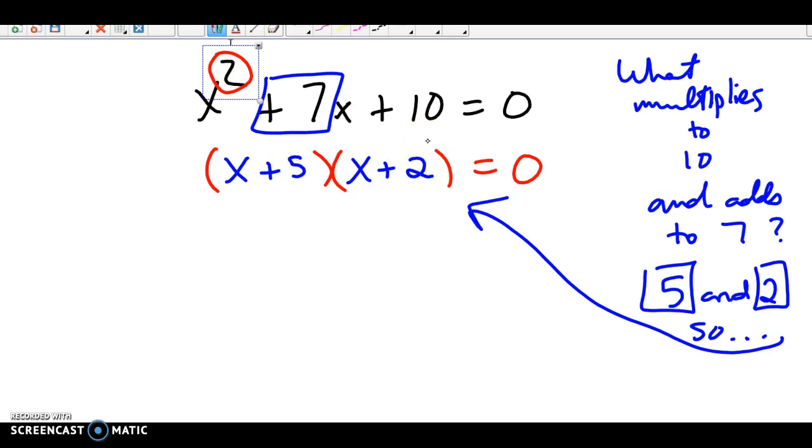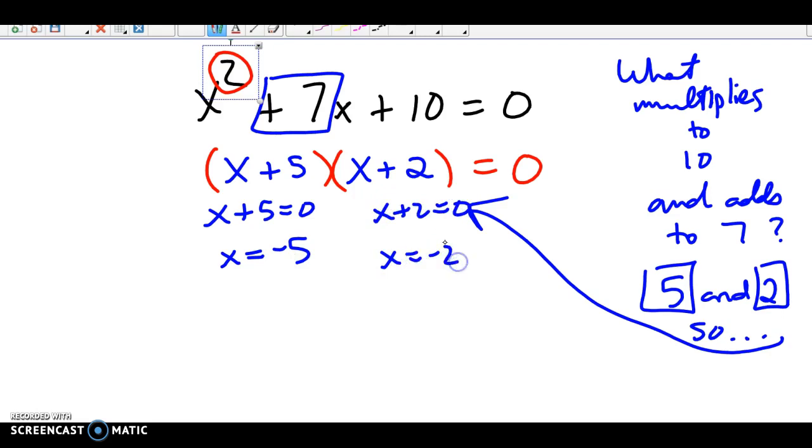Now that actually isn't the answers, that ends up being the opposite of the answers. Because if x plus 5 times x plus 2 equals 0, and x plus 5 equals 0, which would make negative 5 the answer for x, or x plus 2 equals 0, which would make x equals negative 2. When we say the answer, right, if you took either one of these and plugged it back into the original equation, you would get 0.